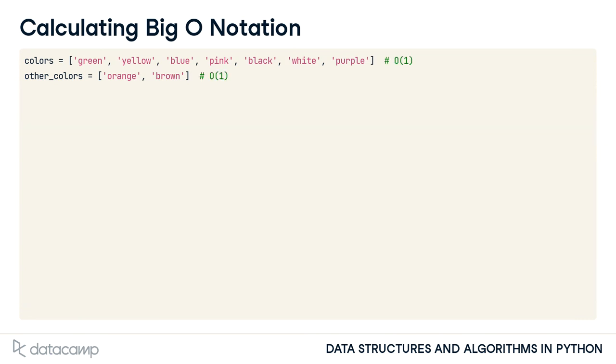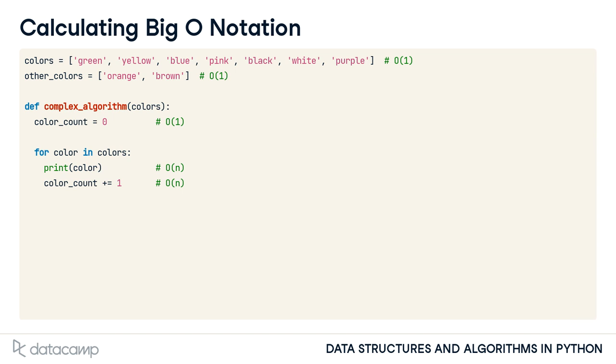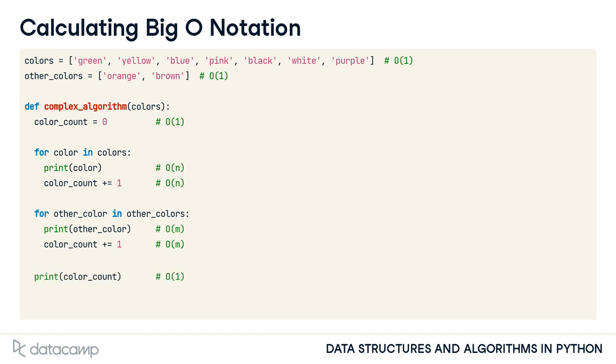The first 2 lines will be O of 1. Inside the function, we also have O of 1 for the count assignment, and O of n for each operation inside the first loop. As the next loop uses a different input than the previous loop, we use m instead of n, where m is the number of items in the other colors list. The last line of the function is O of 1. If we calculate everything, we have O of 4 plus 2 times n plus 2 times m.